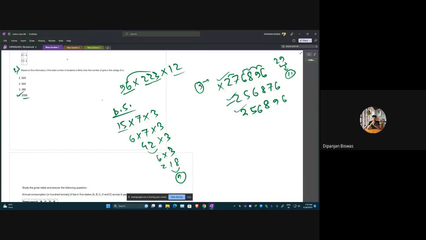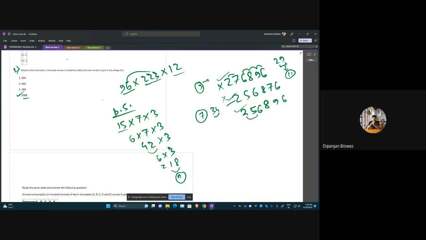Again, in the second option, go in this fashion. 5 plus 2, 7. 7 plus 6, 13. 13 plus 8, 21. 21 plus 7, 28. 28 plus 6, 34. So you are getting 34. 3 plus 4 is 7. Again, you are not getting 9.